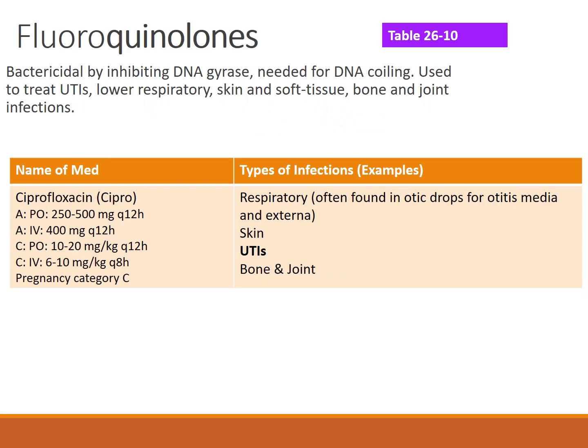Fluoroquinolone is sometimes also just called a quinolone. Those are bactericidal, and they inhibit DNA gyrase, which is needed for DNA coiling. Okay, so those are used to treat UTIs, lower respiratory, skin and soft tissue, bone and joint infections. So the big one in this class, and the exemplar we're using, is ciprofloxacin, which is Cipro. Most women have heard about this one.